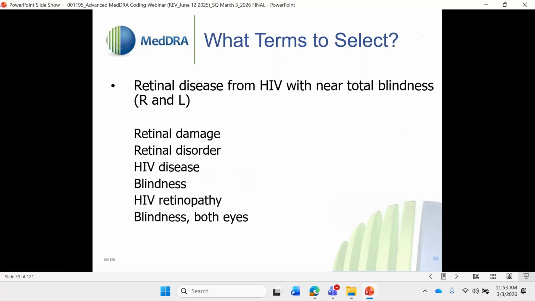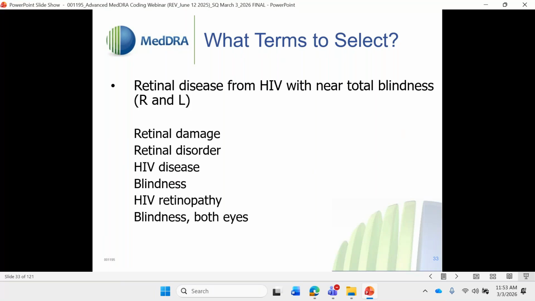Okay, so again, if you're given the concept or the verbatim string of retinal disease from HIV with near total blindness, right and left. So we've been through a couple of scenarios before this slide. We always try to choose a term, if we have it, with information in it in one term. So here he has retinal disease. Some of you will say, well, okay, let me just pick retinal damage or retinal disorder, right? That's one thing. Then you would capture just the HIV because it says he has HIV, retinal disease from the HIV with near total blindness.